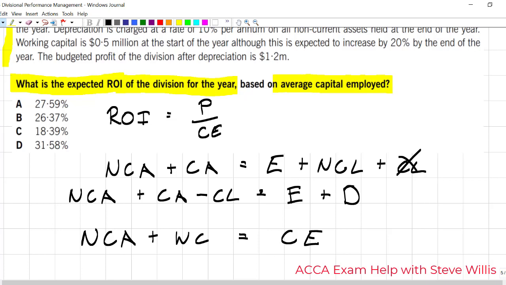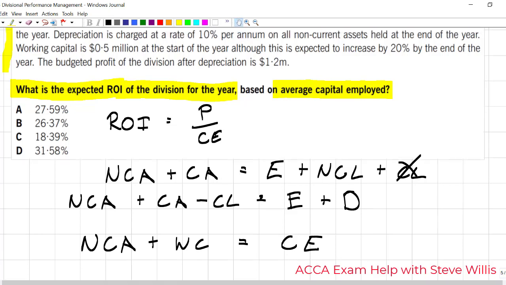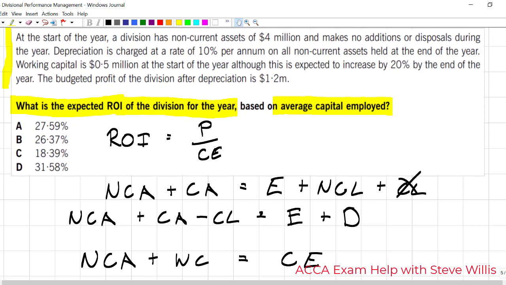Okay, now with that, let's look around in the question and see what we find. At the start of the year, the division has non-current assets of $4 million. Makes no additions or disposals in the year. We get a depreciation rate. Working capital is $0.5 million at the start of the year. So look at this. We can now do the opening capital employed.